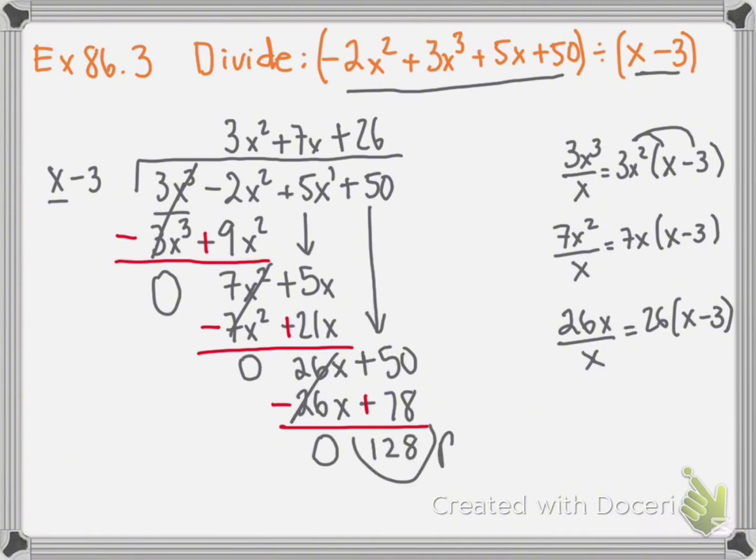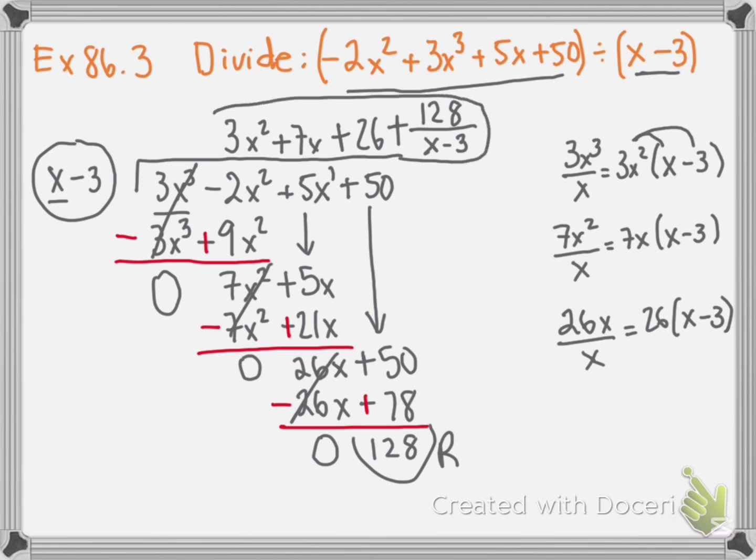And that's our remainder. But notice that our remainder is from what is missing or what is left over when we divide by x minus 3. So the way to put it here is to put plus 128 over x minus 3. Every time you have a remainder, you have to put this fraction at the end with the remainder over the divisor. And that's it. That's our answer. Pretty easy, right?